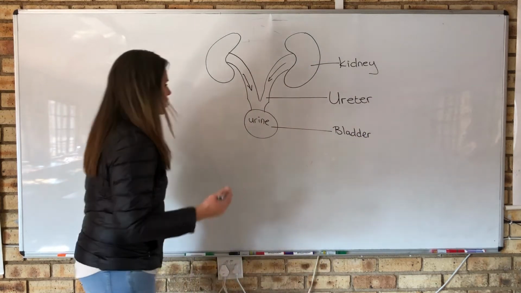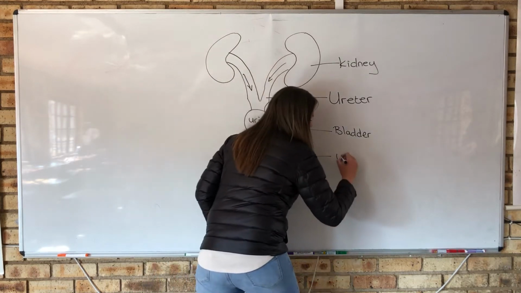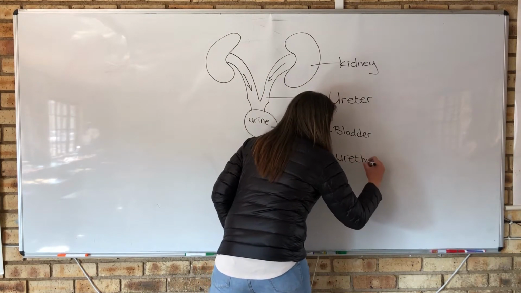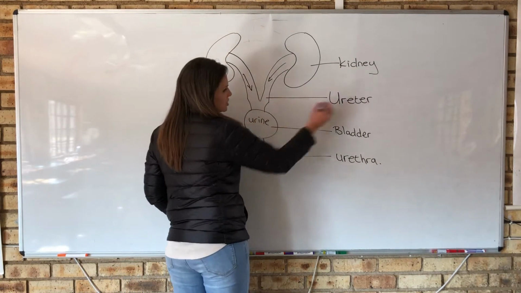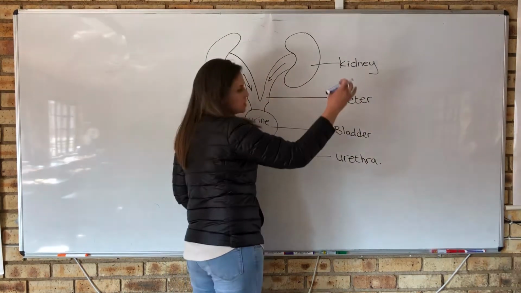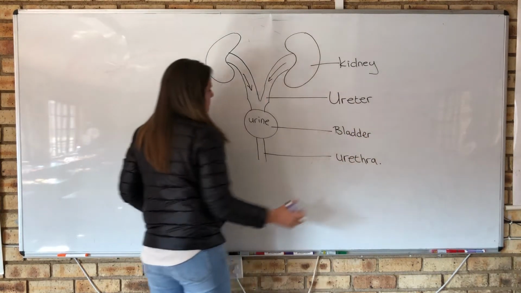And the elimination of that urine takes place out of a tube called the urethra. Okay? So we have two kidneys, two ureters, one bladder, one urethra.